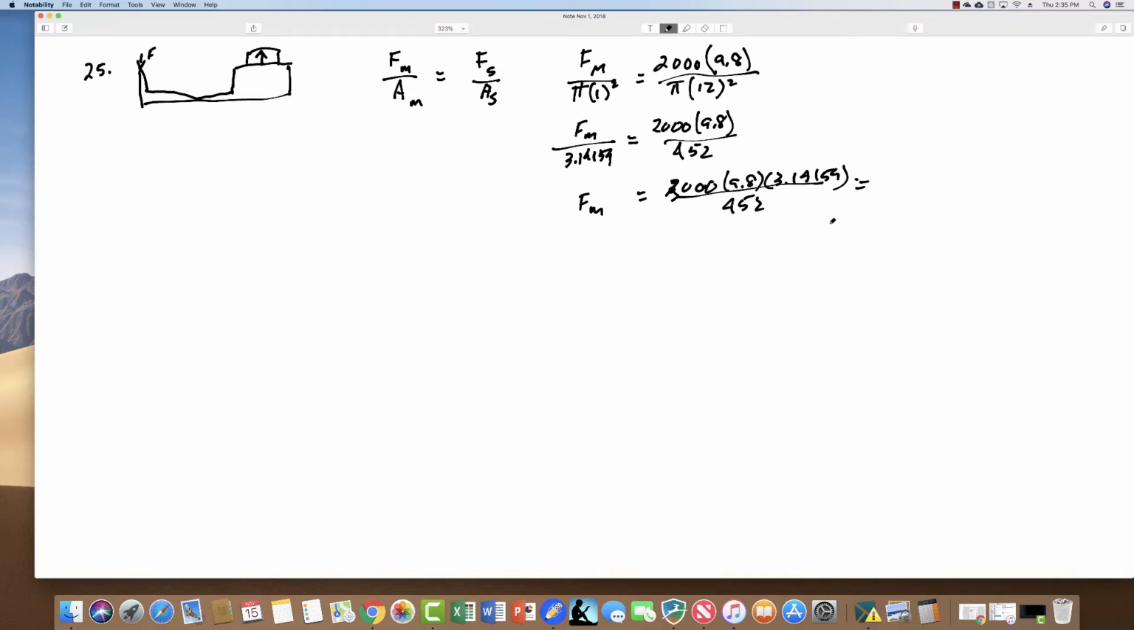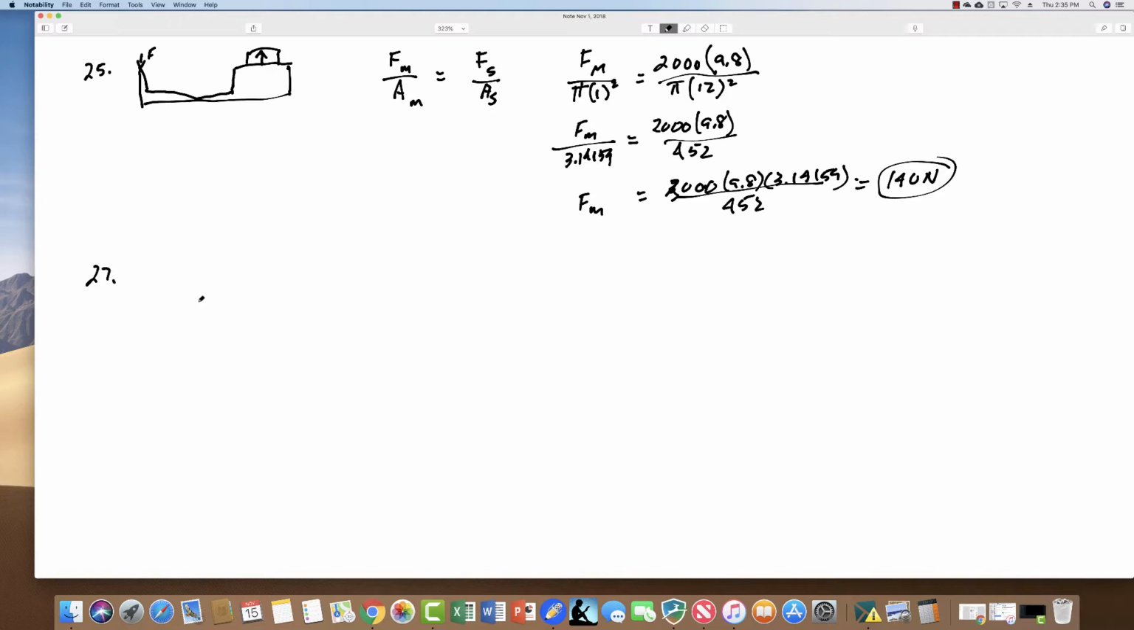So the force on the master cylinder is going to end up being rounded off to two significant figures as 140 newtons. So it takes 140 newtons, or the equivalent of, say, approximately 15 kilograms, to lift this 2,000 kilogram car.